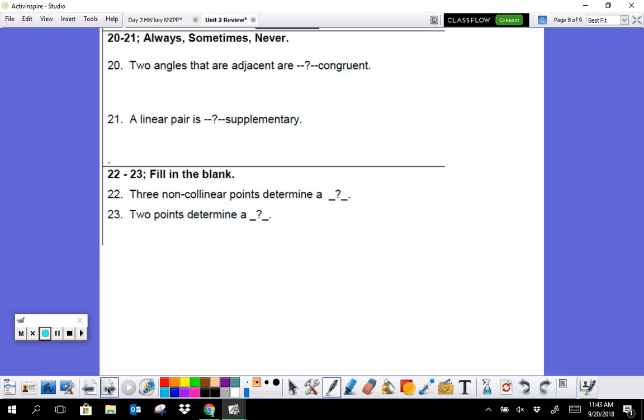20 and 21, these are always, sometimes, and never questions. So two angles that are adjacent are blank congruent. So yes, could adjacent angles be congruent? Yes, but they don't have to be. So that one is sometimes. 21, a linear pair is blank supplementary. Okay, well it's linear, so that means it is always supplementary. 22 says 3 non-collinear points, they determine a plane. And 2 points determine a line.